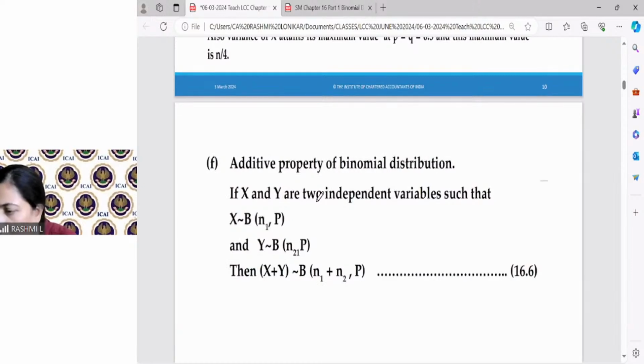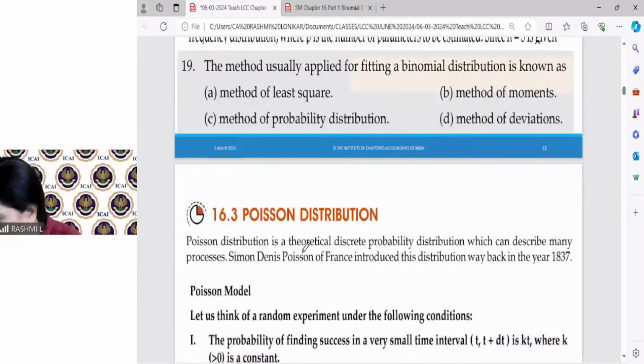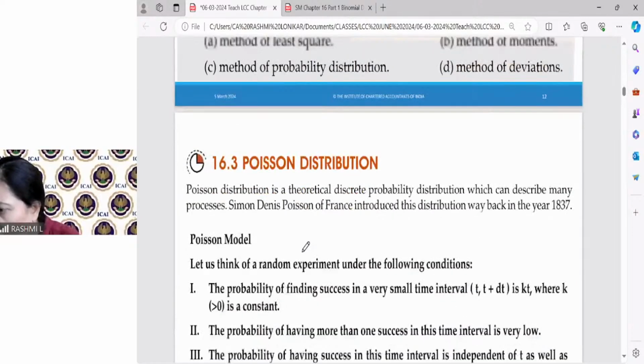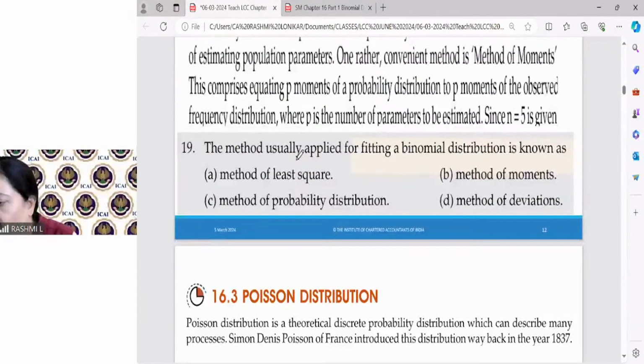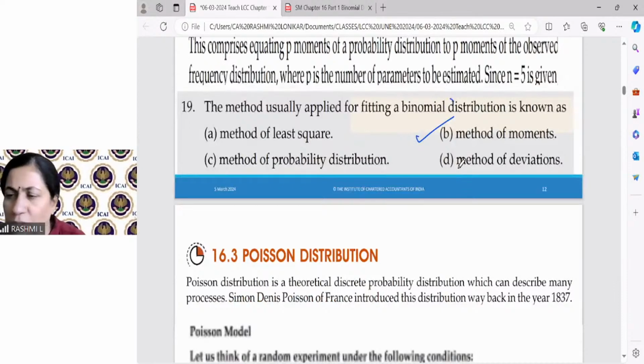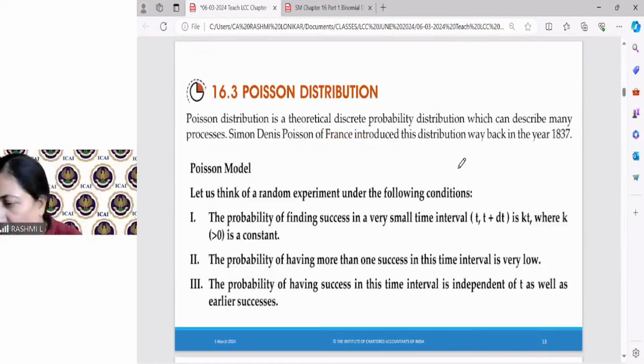Then we talked about when there are two independent probability distributions, both binomial in nature, and we want to add them, what will happen? Then we found the solution also. The important thing you have to remember is that the method usually applied for fitting a binomial distribution is the method of moments. Simple questions that you just need to understand, nothing to mug up. Now we begin with the Poisson distribution.